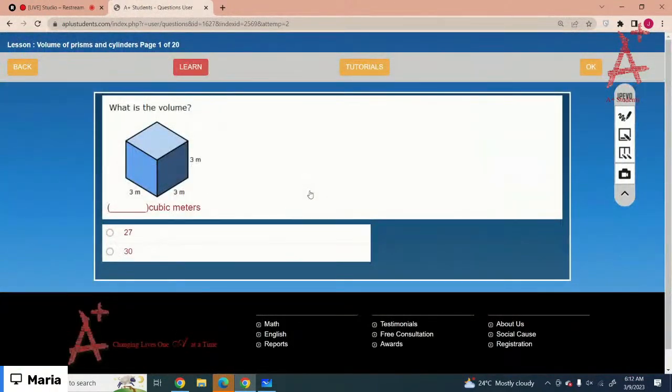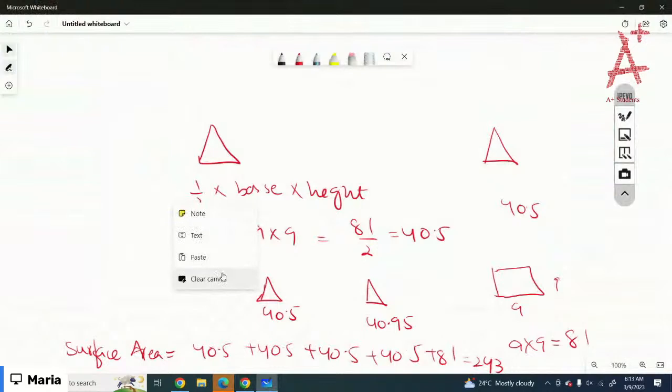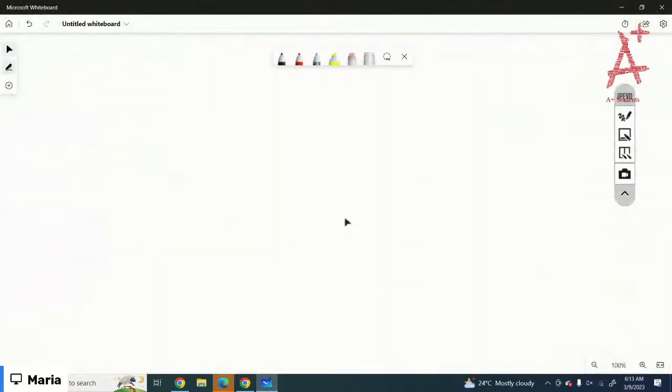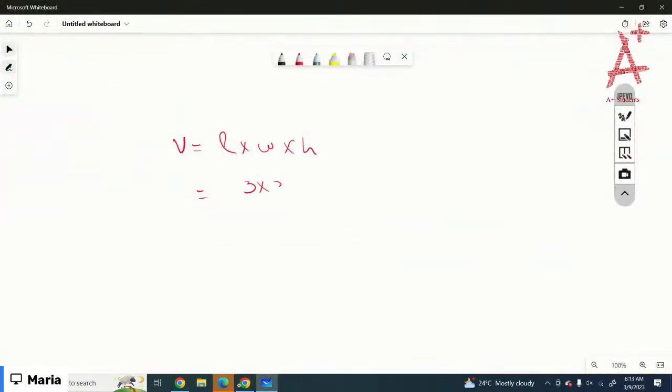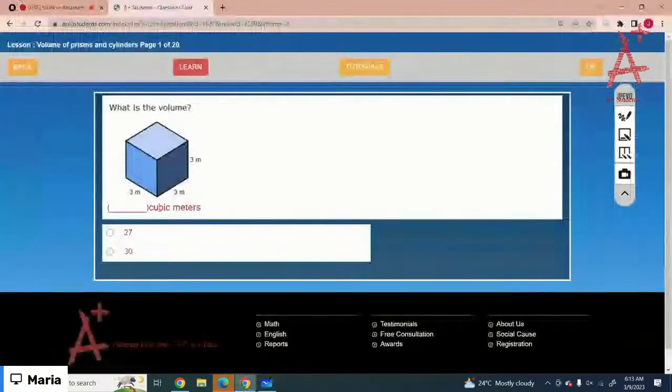Okay, what is the volume? So the volume of the shape is length times width times height. That is actually a cube. So length is 3, width is 3, and height is 3. So you need to do 3 times 3 times 3. Got it? 3 times 3 is 9 and 9 times 3 is 27. It is 27 cubic meter. Got it? The volume of the shape is 27 cubic meter.